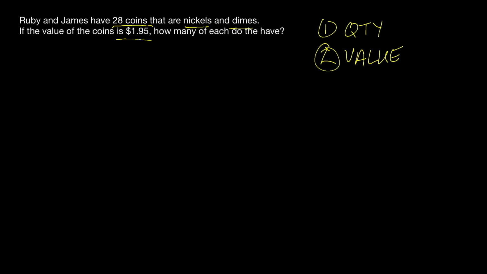So one of the ways you could set this up is just say, well, I'm going to let n equal the number of nickels, and d is going to be the number of dimes. So the number of nickels plus the number of dimes is 28, and that's the 28 in this problem. So that's my quantity statement. That takes care of the quantity statement. We also have a value statement. It says that they're worth $1.95.